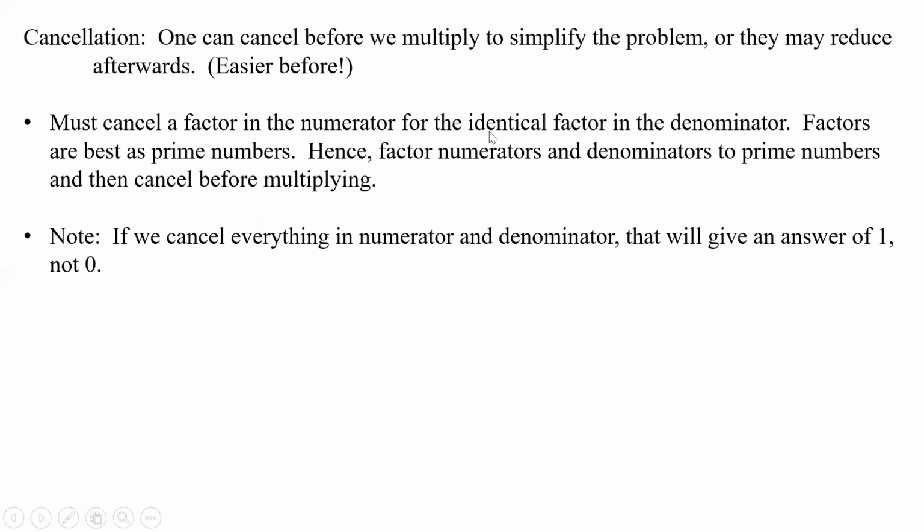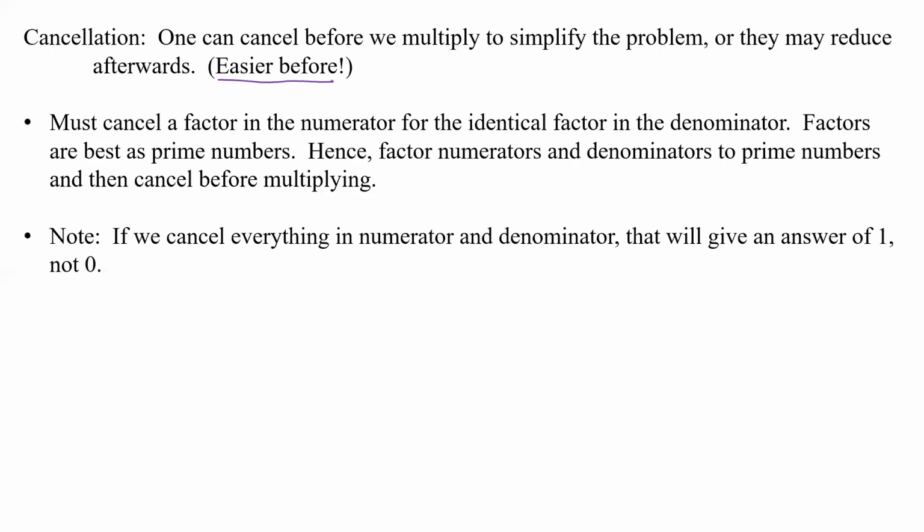Now, this is when we have problems that are a little more complex, and we have to actually do some cancellation. So one can cancel before we multiply to simplify the problem, or they may reduce it afterwards. Now, it's easier before, just so you know. And so we must cancel a factor in the numerator for the identical factor in the denominator, which we've seen before when we reduce fractions.